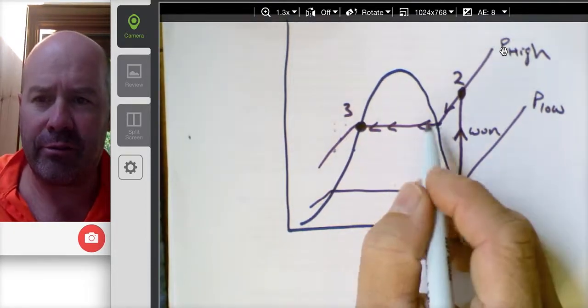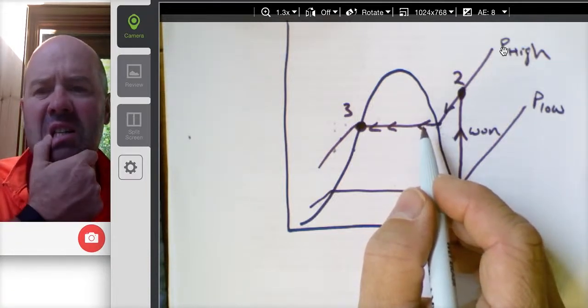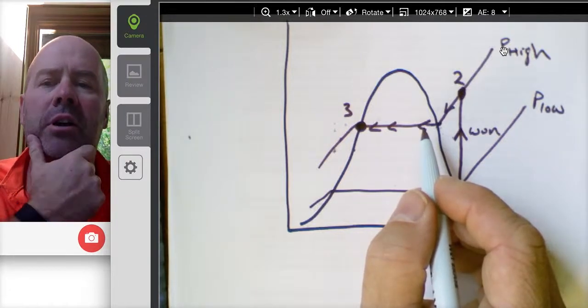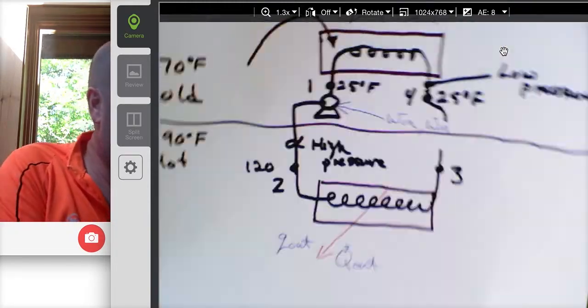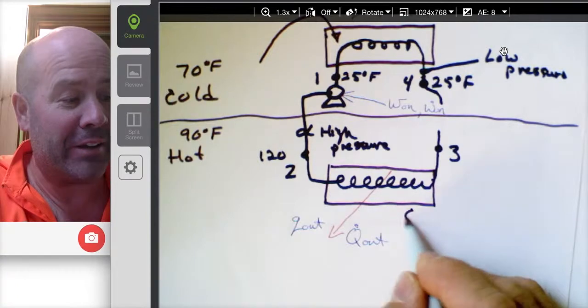What is happening to the fluid there? Is it evaporating or is it condensing? Condensing. Very good. It is condensing. So, you know what we call this heat exchanger? We call it the condenser.